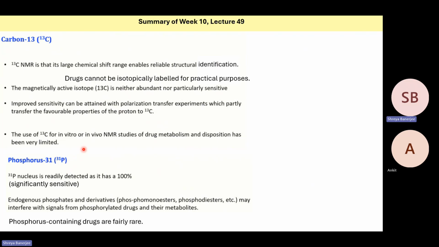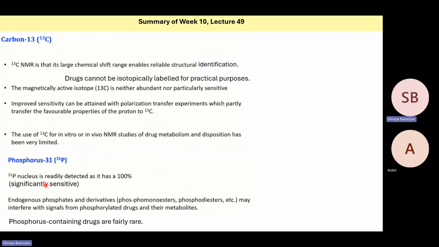Comparatively, a much better nucleus is 31P. 31P has a natural abundance of 100%. That is, it has no other isotope. So it is a very sensitive nucleus compared to 13C. Another point is that endogenous phosphates and derivatives of phosphates like phosphomonoesters or phosphodiesters, this is a disadvantage, may interfere with signals from phosphorylated drugs and their metabolites.